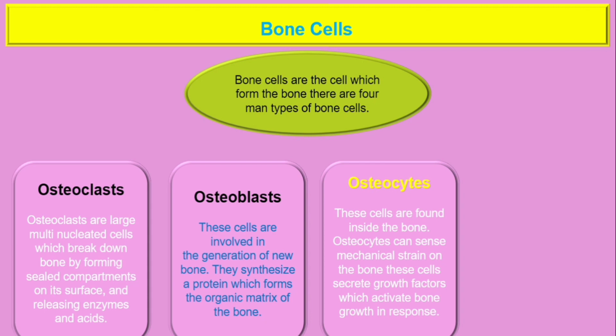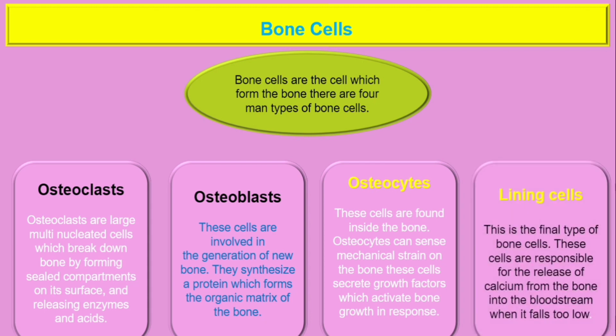Number 4, lining cell. This is the final type of the bone cell. These cells are responsible for the release of calcium from the bone into the bloodstream when it falls too low in the blood.